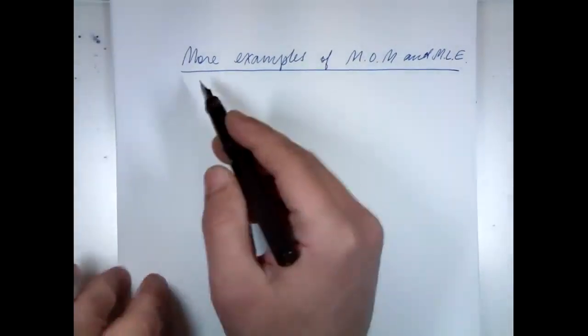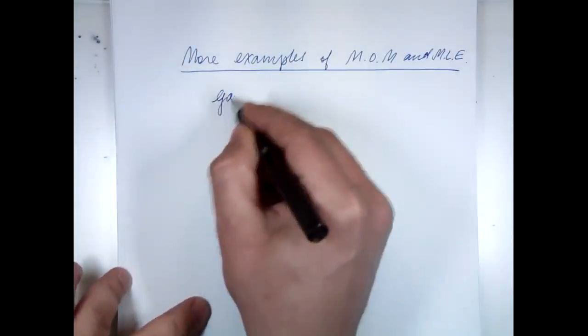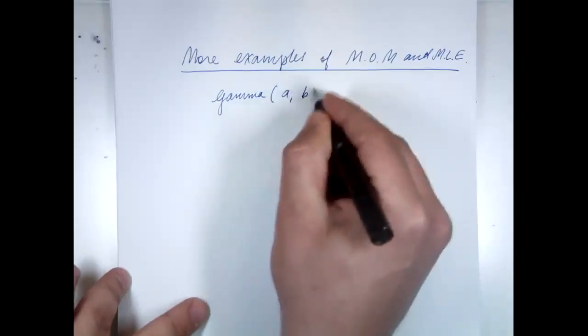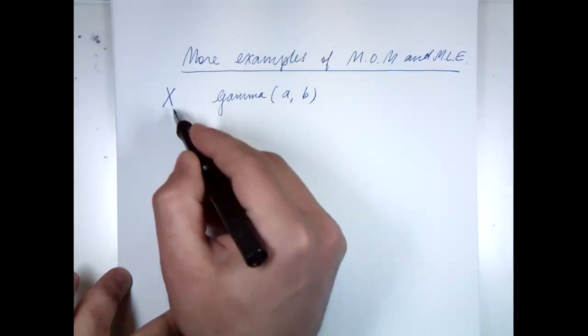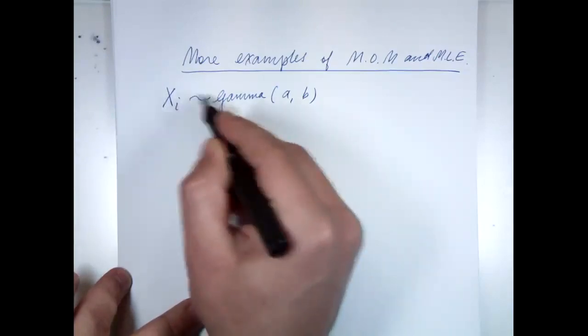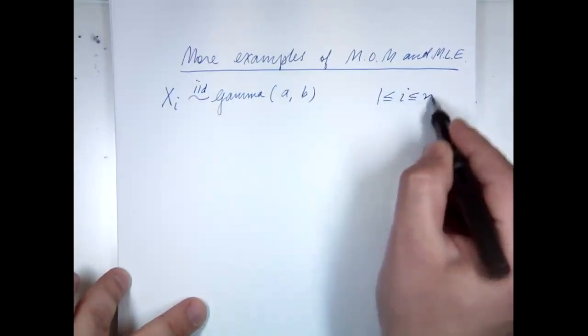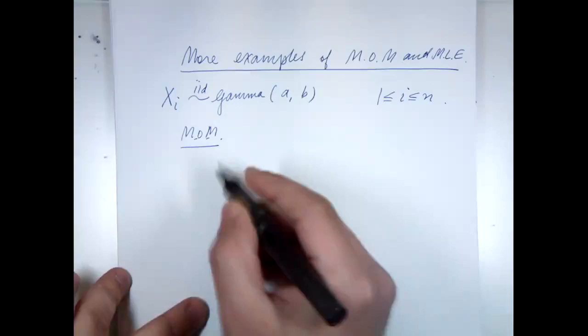Let's start doing a few more examples of the method of moments and maximum likelihood for finding estimators. I think it's a natural one to do the gamma, with parameters A and B. We'll do an iid sample once again, Xi iid gamma(A, B). And let's do the method of moments first. Let's get a bit more of a feel of how these work.